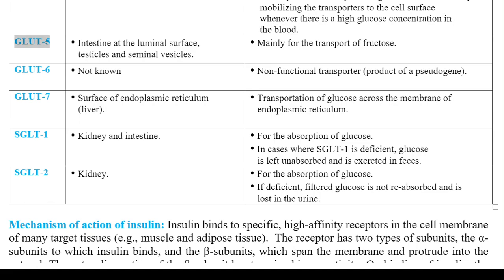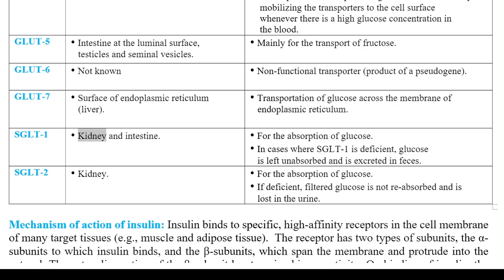GLUT5: intestine at the luminal surface, testicles and seminal vesicles. Mainly for the transport of fructose. GLUT6: not known. Non-functional transporter, product of a pseudogene. GLUT7: surface of endoplasmic reticulum in the liver. Transportation of glucose across the membrane of the endoplasmic reticulum.